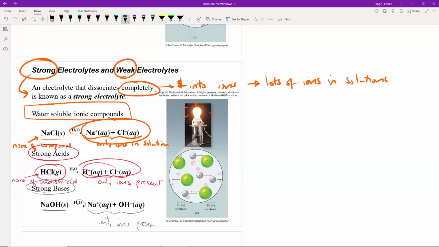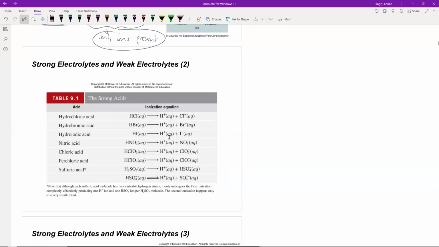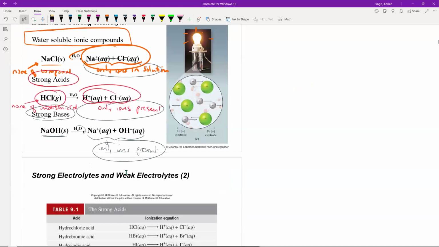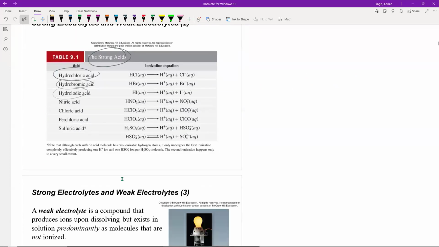You can see a common theme throughout all of these. These strong electrolytes produce only ions in solution. There's none of the original undissociated compound left over. So those are strong electrolytes. We have the examples that we looked at before, your ionic compounds, but then also things like your strong acids. We looked at hydrochloric acid, but the other strong acids would behave in a similar manner.